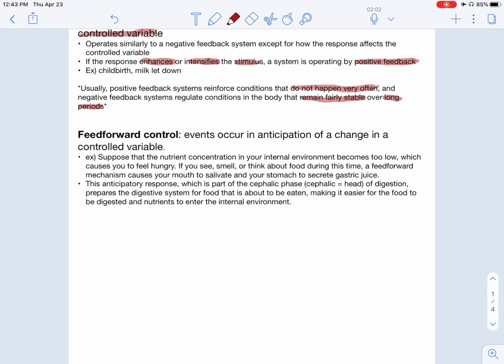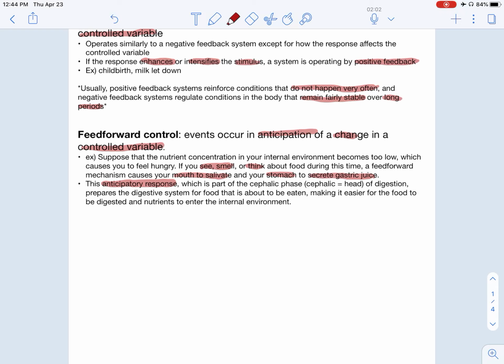And then the feed-forward control mechanism is different in itself. That's just an event that occurs in anticipation of a change in a controlled variable. One example is the nutrient concentration in your internal environment. When that becomes too low, you start to feel hungry. And if you see, smell, or think about food during that time, the feed-forward mechanism causes your mouth to salivate and your stomach to secrete gastric juice. That's an anticipatory response, which is part of the cephalic phase of digestion.